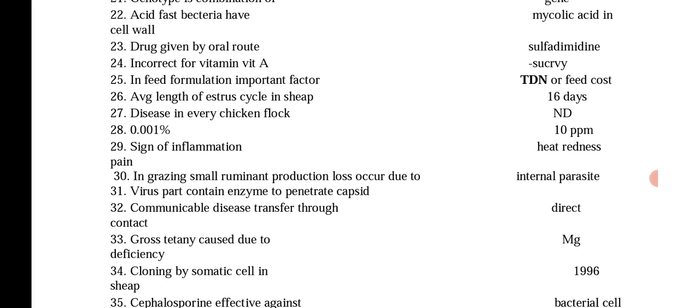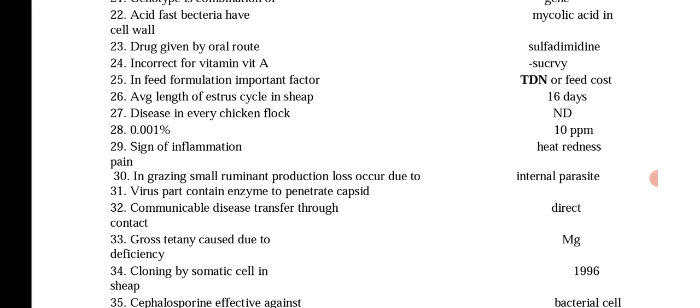Disease in a chicken flock is Newcastle disease. 0.001% equals 10 parts per million. Signs of inflammation are pain, heat, redness, and loss of function.